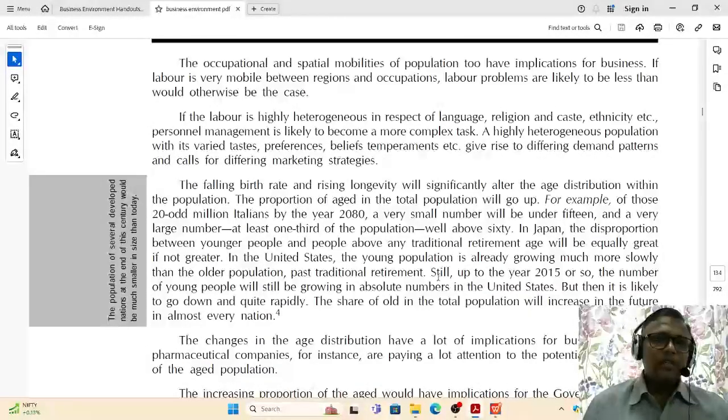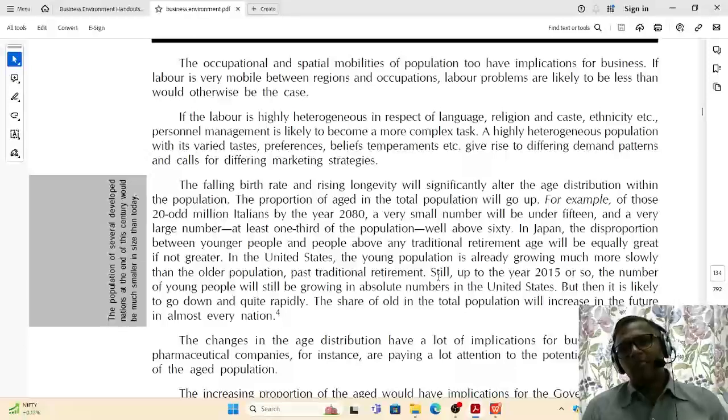Thus, the occupational and the spatial mobility of the population also have implications for business. If labor is very mobile between the regions and the occupations, the labor problems are likely to be less than would otherwise be the case. If the labor is highly heterogeneous in respect to language, regions, caste, ethnicity, etc., personnel management is likely to become a more complex task. A highly heterogeneous population with its varied tastes, preferences, beliefs, temperament, etc., gives rise to different demand patterns and calls for differing marketing strategies.